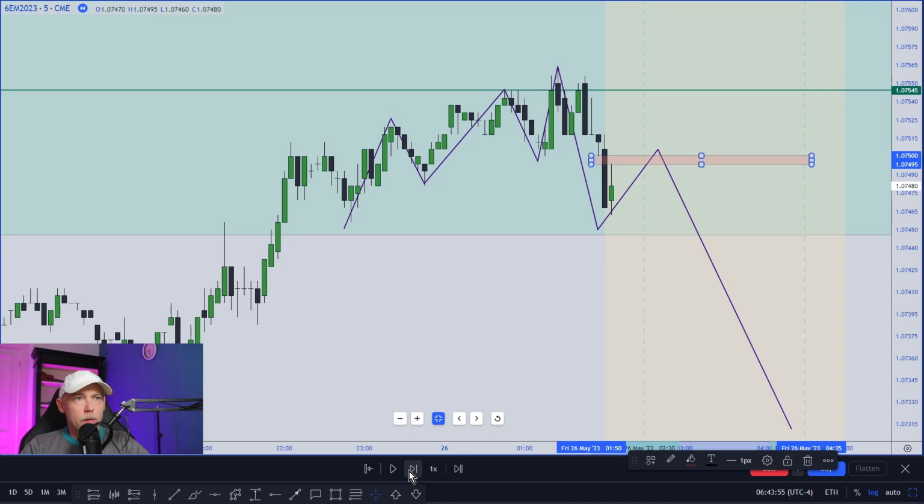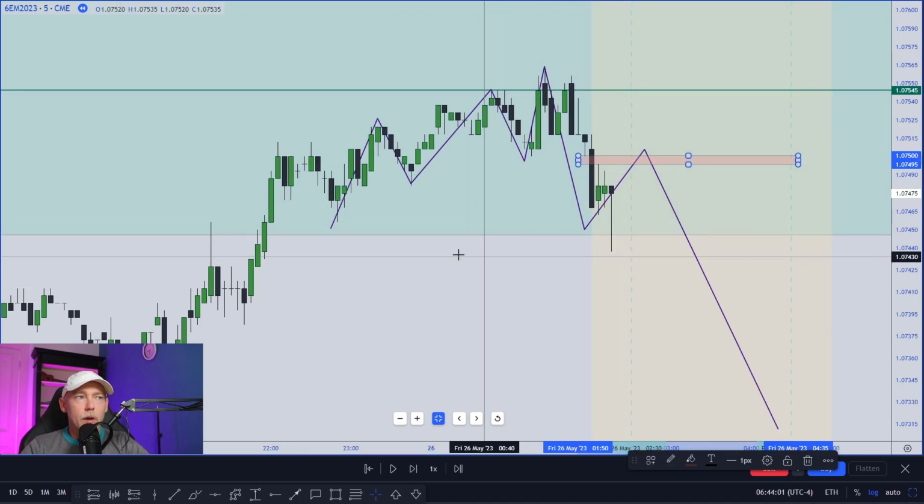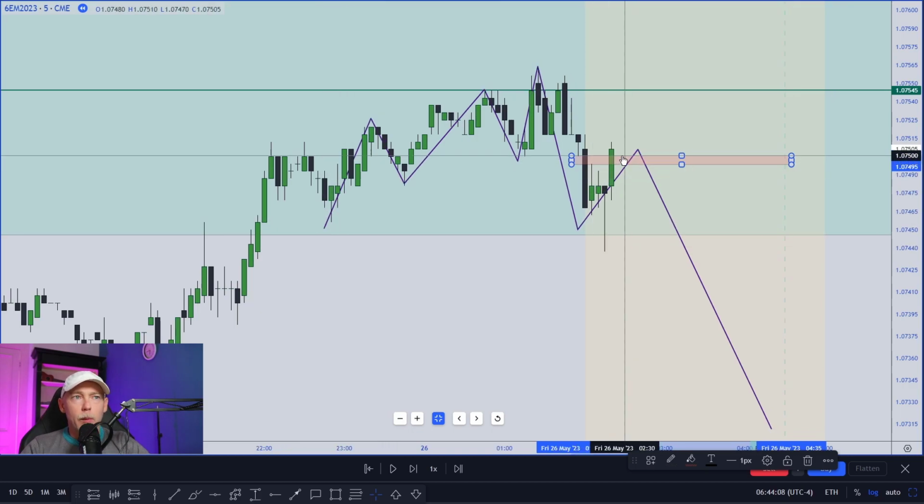So then we move forward. Price made another low. It had a bounce. Okay, it took out these lows here as well. Then we had a move into this fair value gap. I didn't take the trade yet because it wasn't yet 7:30. So I waited a little bit more.